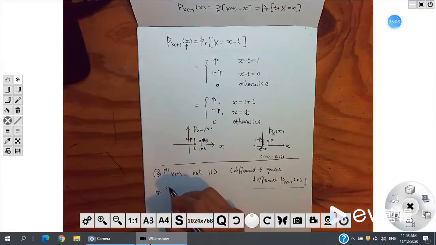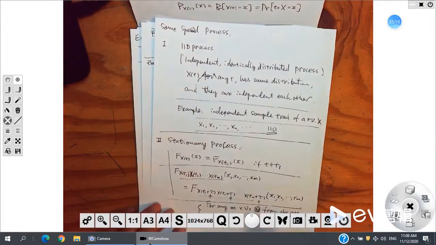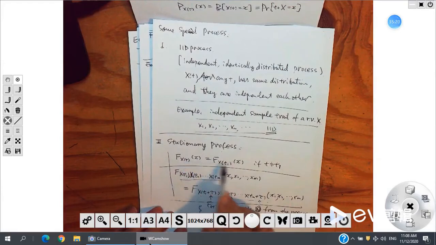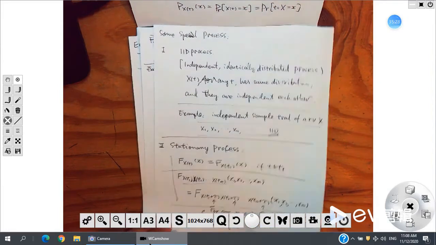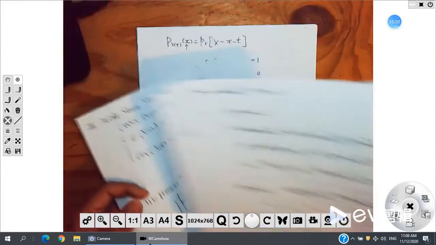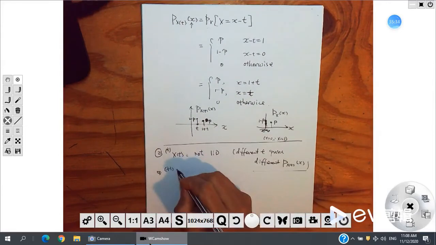And the third one, are they stationary? Still not, right? We say stationary, then for different time they should have the same distribution, and when you consider joint distribution, they have this relation. But now it is not. So it is not stationary.